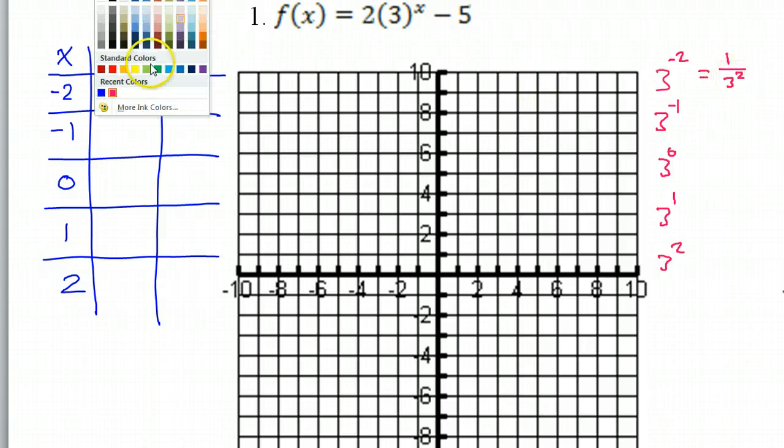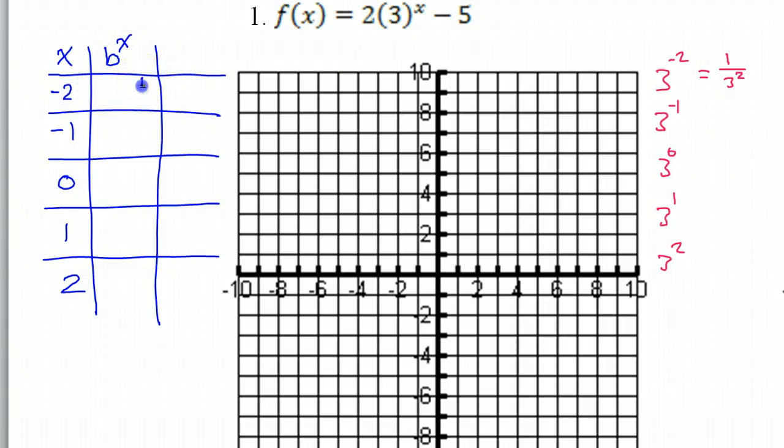So that's why I have 1 over 9 right here. And similarly, 3 to the -1 power would drop down and just be 1/3. Alright, anything to the 0 power is just 1. Then of course 3 to the 1 power is 3. And 3 squared is 9. So these are the values of the parent function.